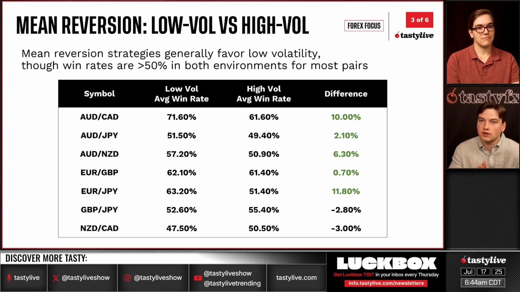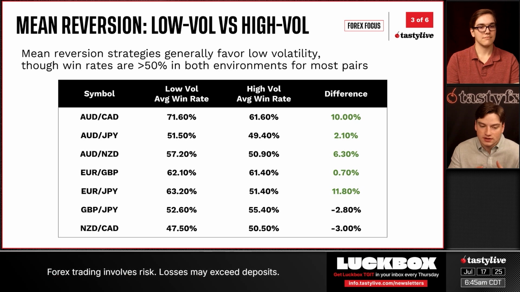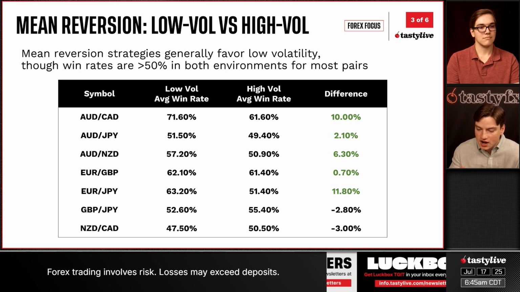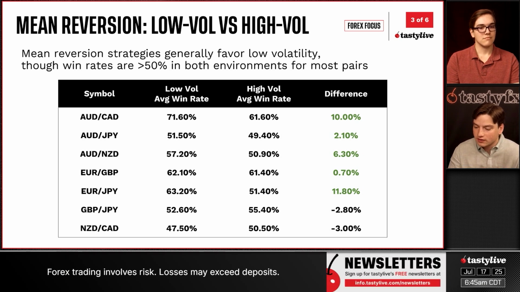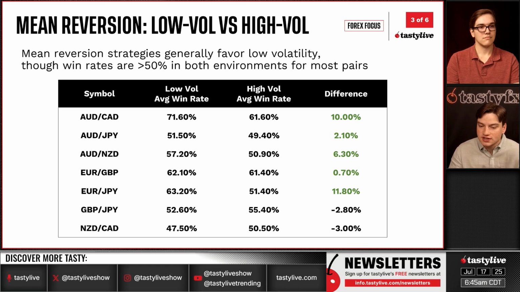Two very highly correlated currencies against the same currency, two highly correlated pairs. How on earth is there such a drastic difference between their win rates using this criteria, with New Zealand dollar, Canadian dollar not being profitable in either environment, and such consistency for the Australian dollar, Canadian dollar, Aussie CAD.